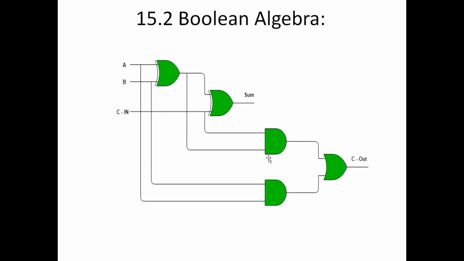This is what the circuit looks like. A full adder circuit looks like this. We have two half adders, this one and this one, joined by an OR gate.